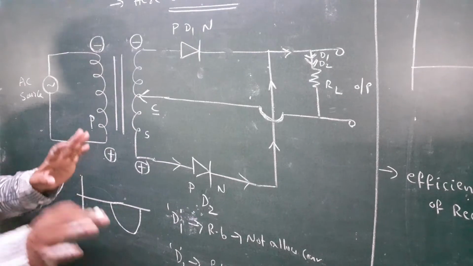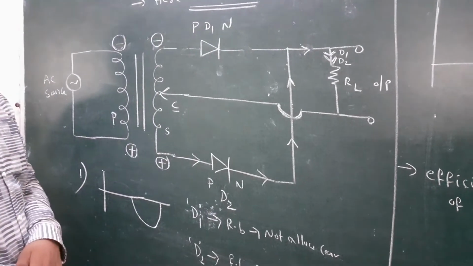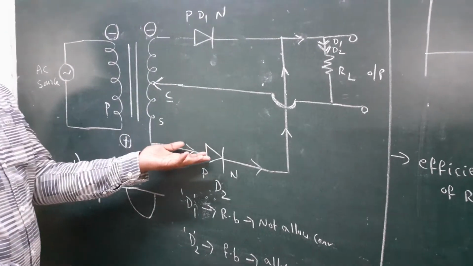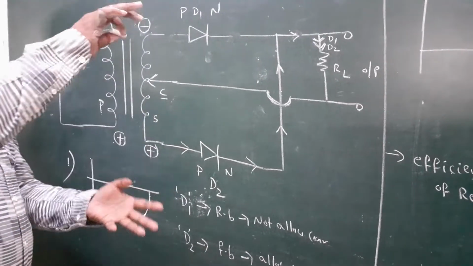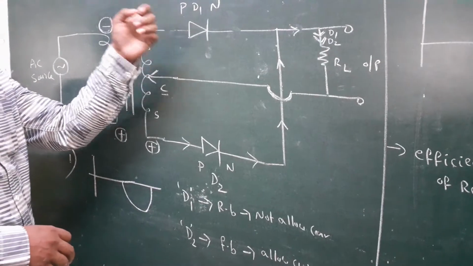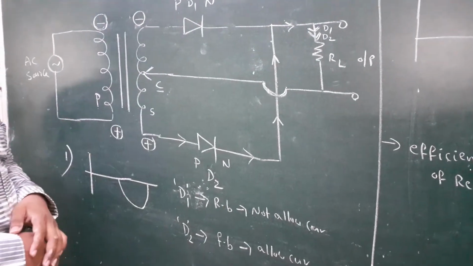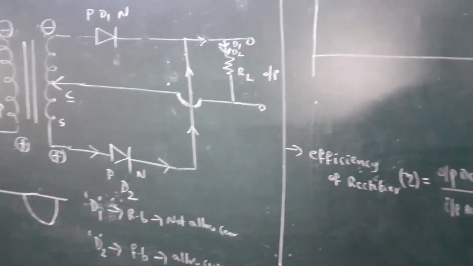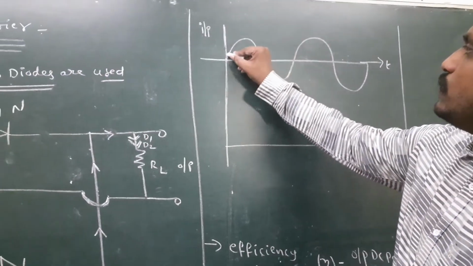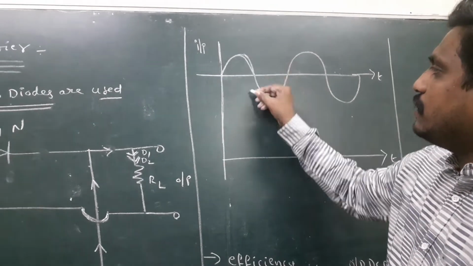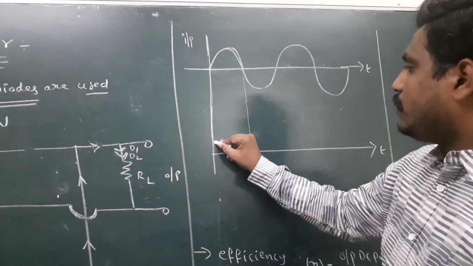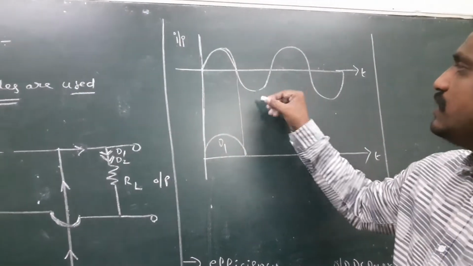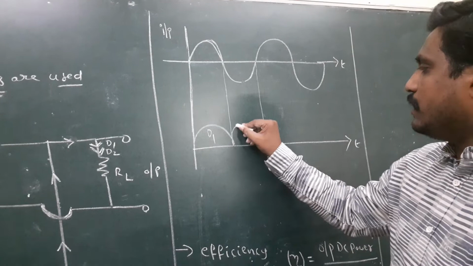Nana, do you understand? Once again, I repeat simply. During the positive half cycle, D1 allows the current, nana, and D2 does not allow the current. During the negative half cycle, D1 does not allow the current, and D2 allows the current. That means this is the graph diagram, nana. Look here once again. During the positive half cycle, here D1 allows the current. During the negative half cycle, D2 allows the current.